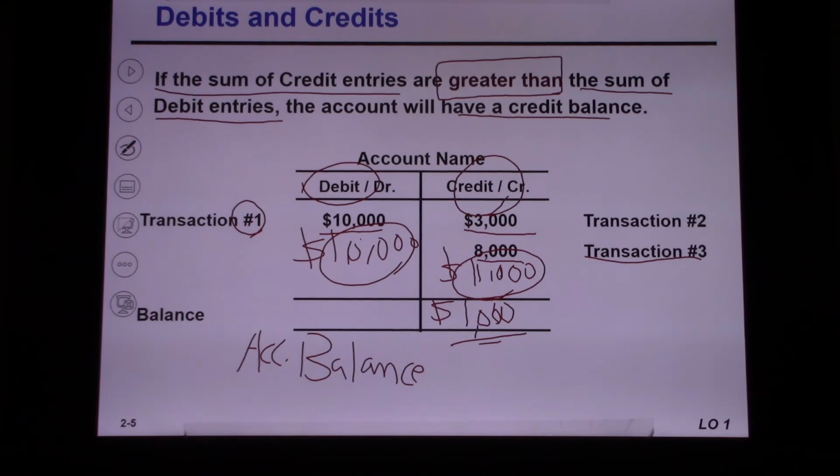And again, if the sum of the debit side is greater than the credit side, the account balance will be a debit balance, or on the debit side. And when the sum of the credit side is greater than the debit side, here we say that the account has a credit balance. Okay?